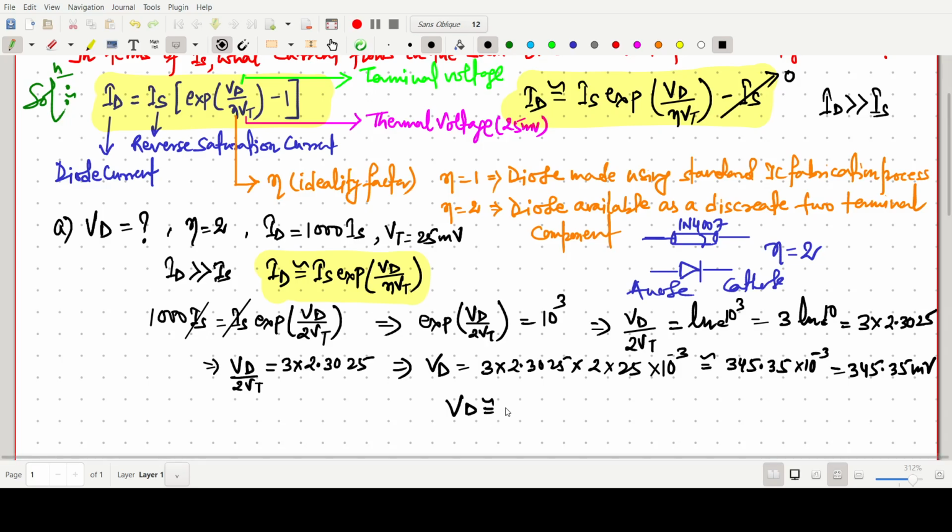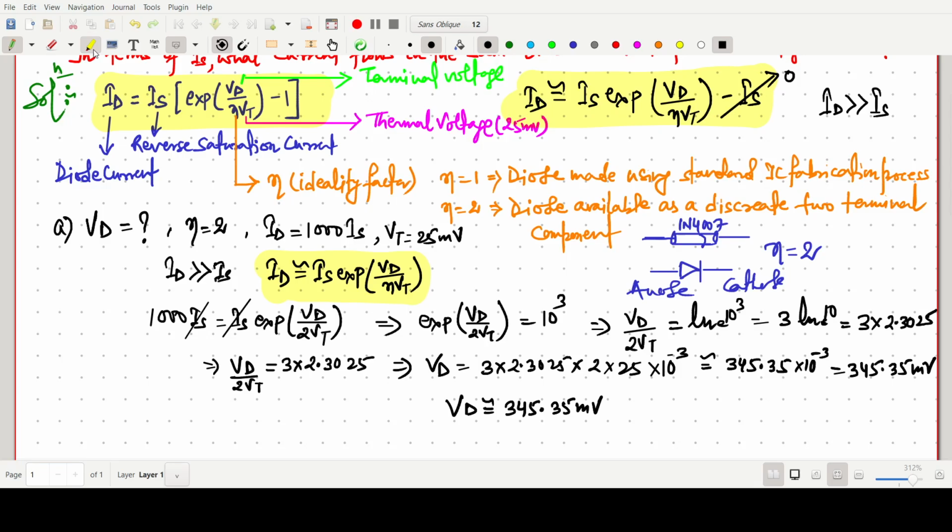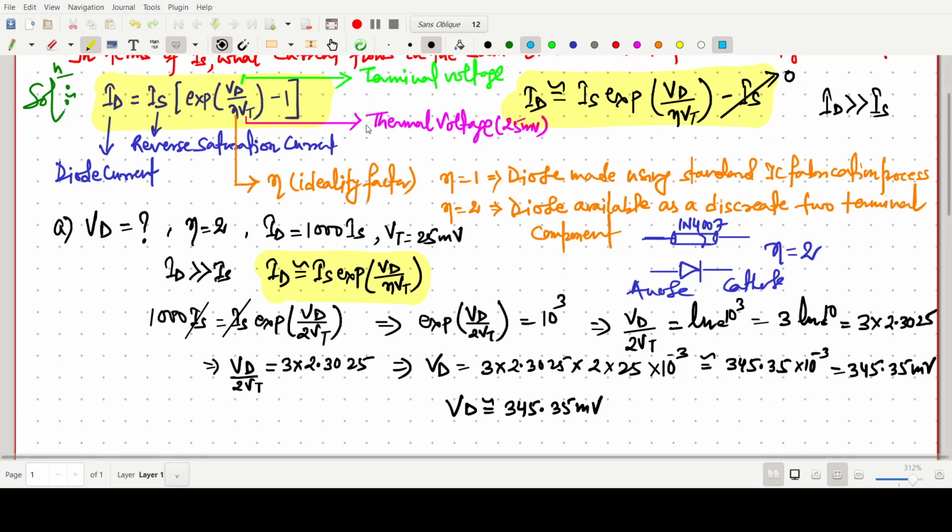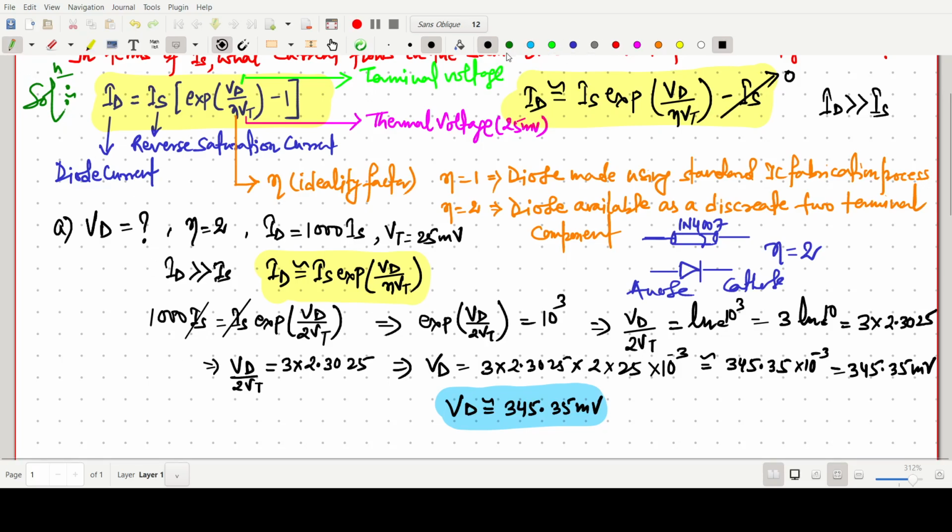So the final VD expression will be 345.35 millivolt. This was a very simple question. The only thing is the calculation, how efficient you are in calculating can be tested through this simple problem. So now we will go for the next part of the problem.